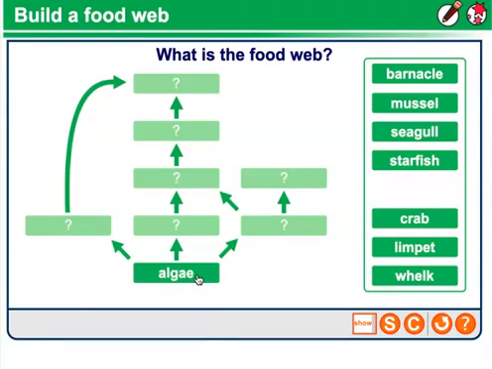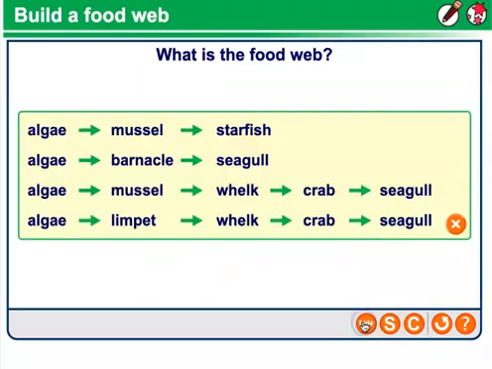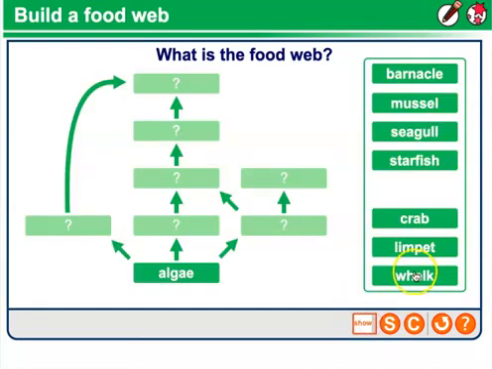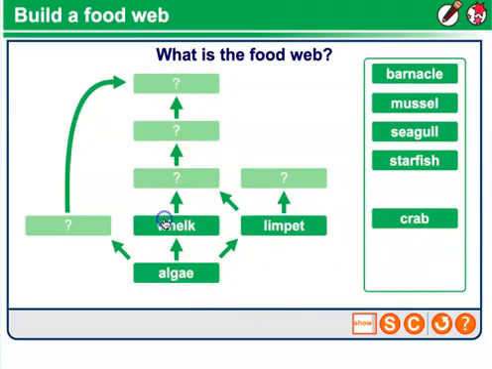And now we need to know where to go next. Well, I am noticing that I've got mussel, barnacle, mussel, and limpet in the next one. So I can build all of these food chains off of that. And maybe what we need to do is just put them in the appropriate place and work from there.